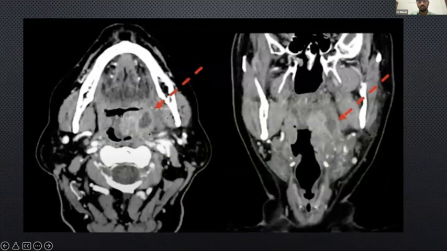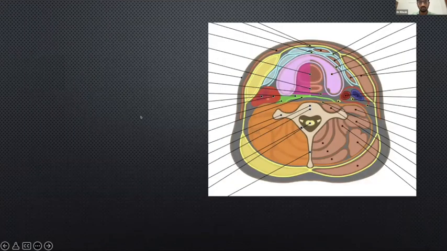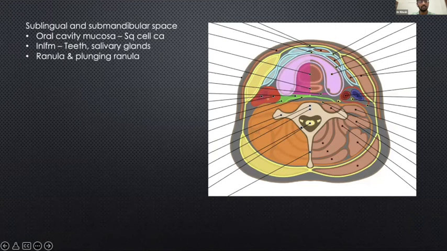And then, as a few examples, this is involving the pharyngeal mucosal space, tonsillitis. And then there will be the sublingual and submandibular space. We have, for example, ranula and plunging ranula. If there is any obstruction of the sublingual salivary gland duct, it will be a ranula. If it ruptures and extends into the submandibular space, it will be a plunging ranula.